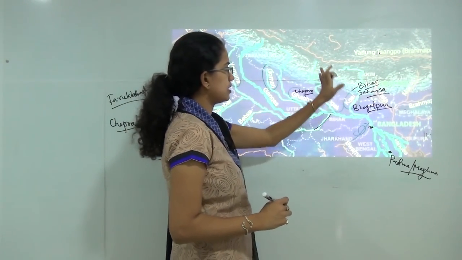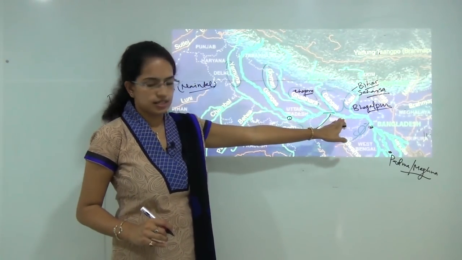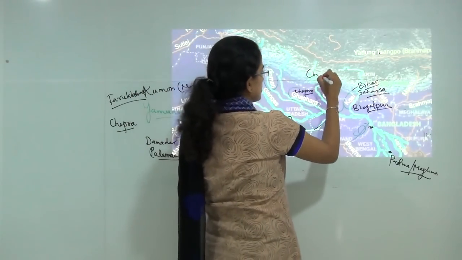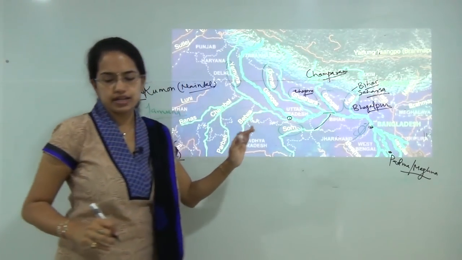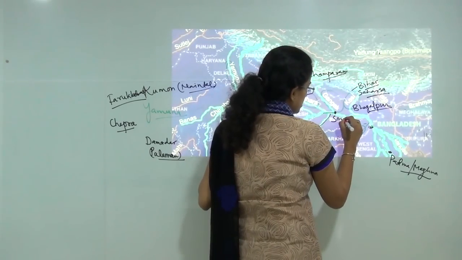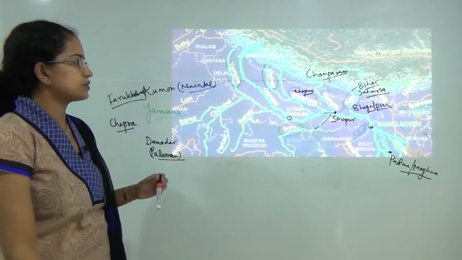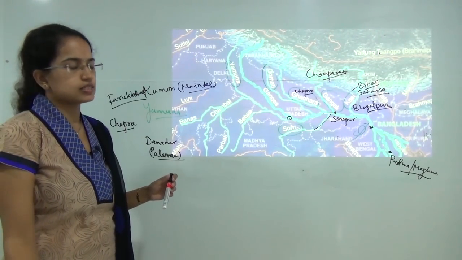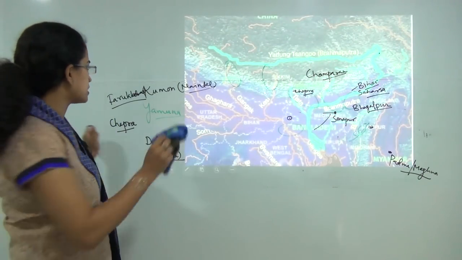And finally you have Gandak. Gandak originates from the Nepal-China border. It comes down and enters at Champaran, where the Gandhi movement started. So it enters at Champaran and finally joins at Sonpur. So the region where it joins is Sonpur. So these are some of the left-sided tributaries that are important for understanding the Ganga River system. Now the next river system that we would be talking about is the Brahmaputra River system.